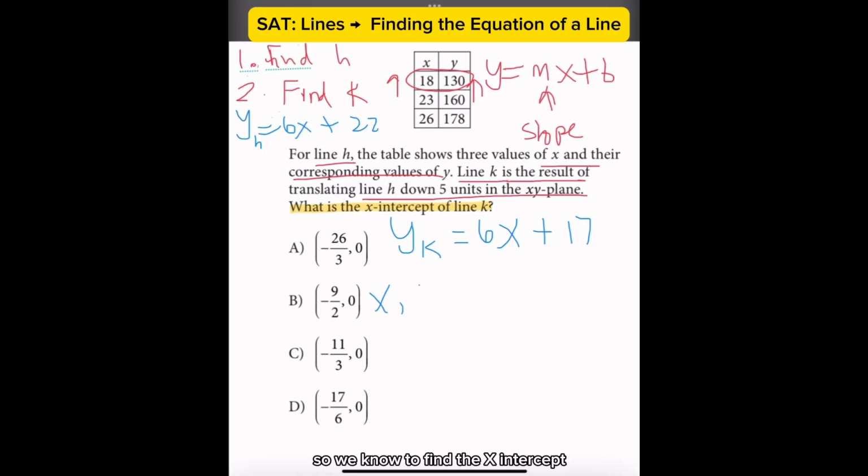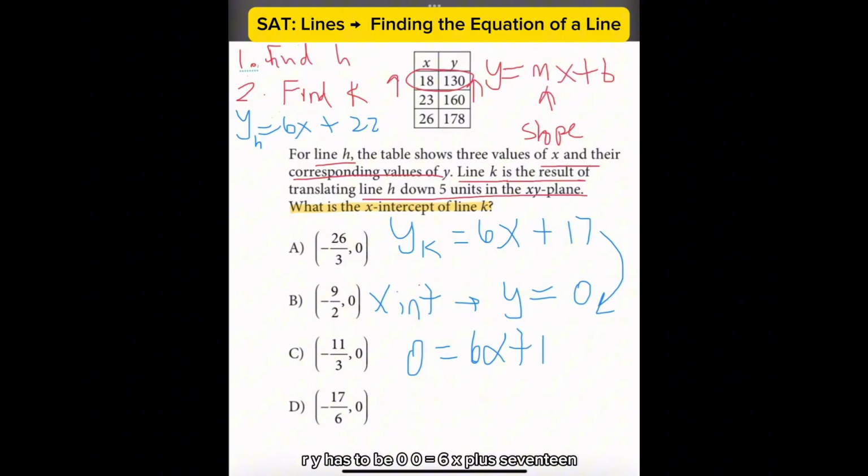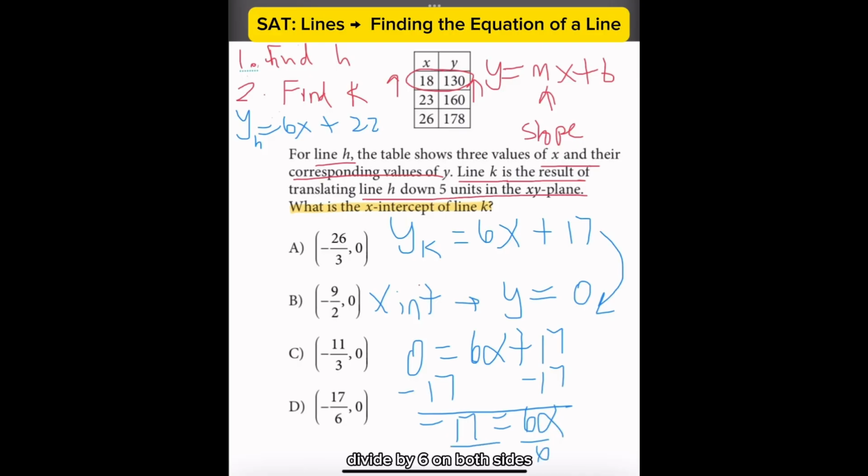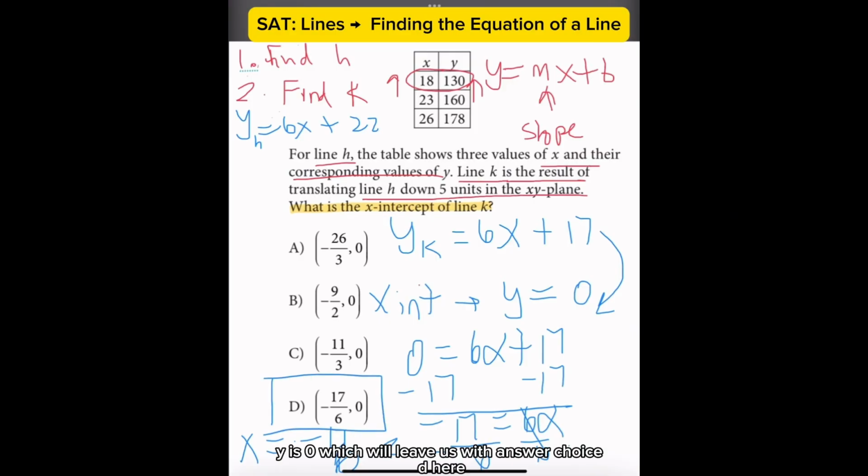So we know to find the x-intercept, our y has to equal 0. So bringing this down here, our y has to be 0. 0 equals 6x plus 17. So to find x, I'm going to subtract 17. That will be negative 17 equals 6x. Divide by 6 on both sides. x is equal to negative 17 over 6. So x is negative 17 over 6, y is 0, which will leave us with answer choice D here.